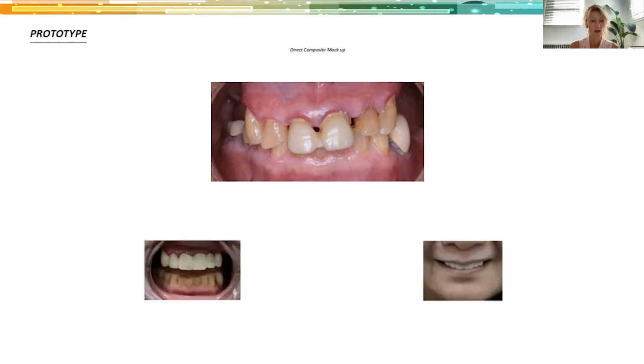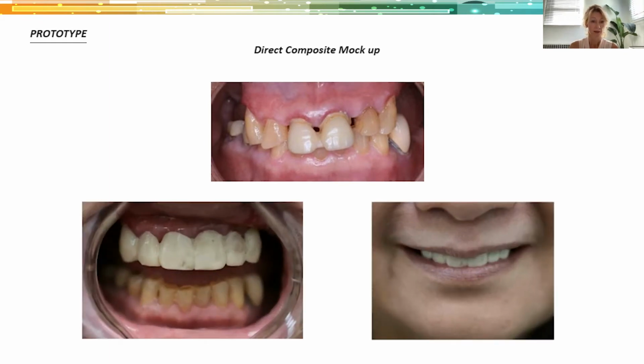A mock-up can also be a direct composite in clinic chair. Just add a little bit of composite on those hopeless teeth to decide where we want that incisal edge to end, what is the angulation of the midline, where we want the gingival margins to be, just roughly, very quickly, chair side, and then we can transfer this to the rest of the planning.